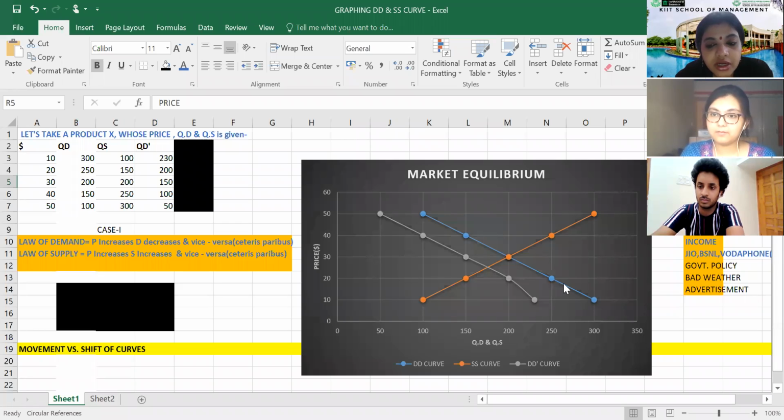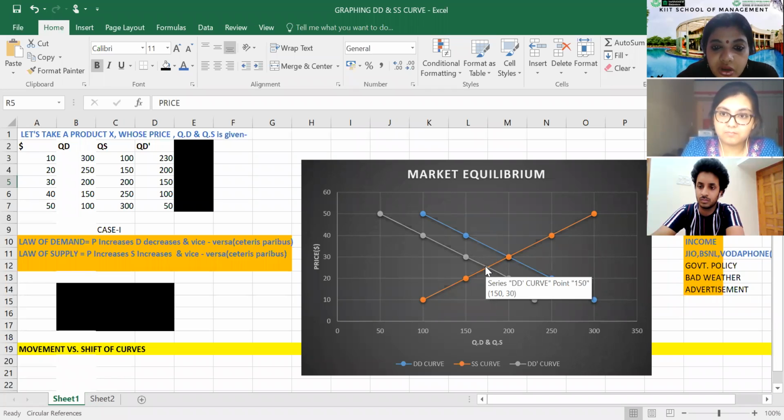So what do you notice? The demand curve has shifted from its original position towards the left or downward. This gray line, what is it indicating? It indicates the shift of the demand curve from the original line to this new line. So now what happens? The market equilibrium deviates. Earlier the equilibrium price was 30. Now the equilibrium price has come down to, can you see what the equilibrium price is now? It's between 20 and 30, which is 25.